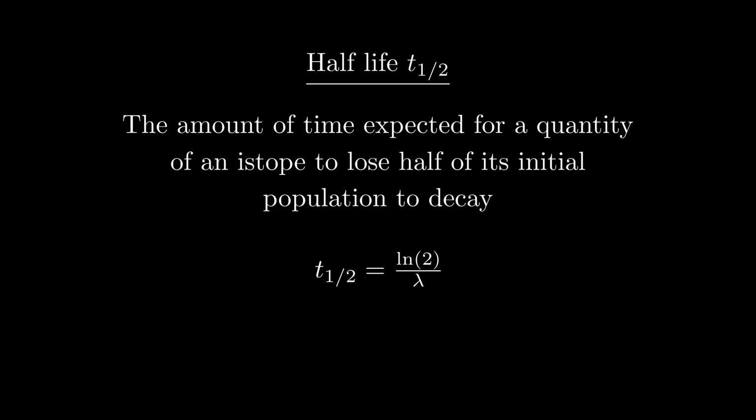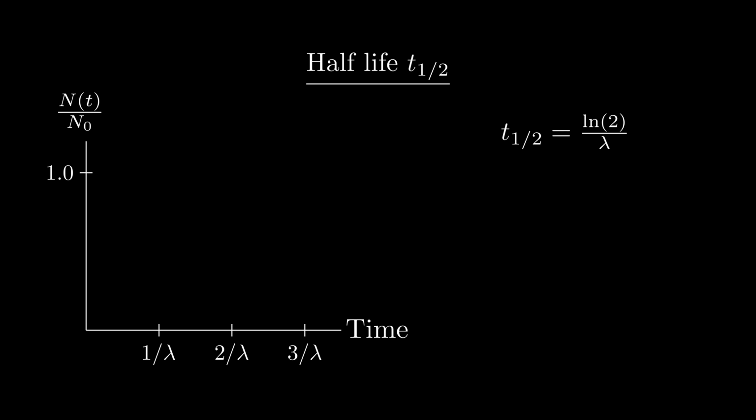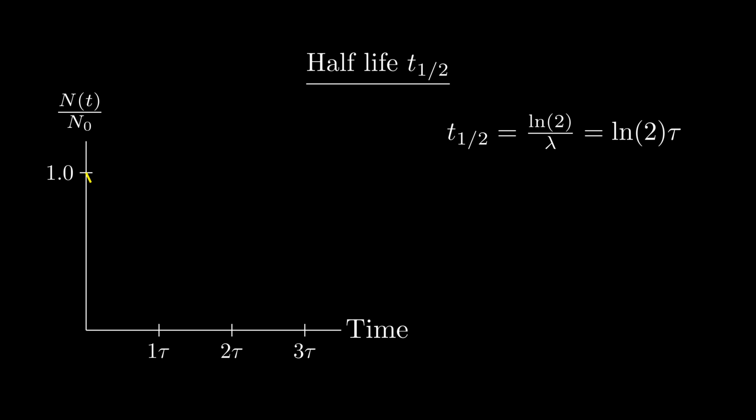To give a little bit of visual intuition here, let's draw a quick plot. On the y-axis, we'll have the relative population of a sample of an unstable isotope. On the x-axis, we'll have time, and we'll put this in terms of the decay constant. Now from earlier, we know that the mean lifetime is equal to 1 over the decay constant, so we can write the x-axis labels in terms of tau. As we plot the curve that describes the population over time, we get the familiar shape of exponential decay.